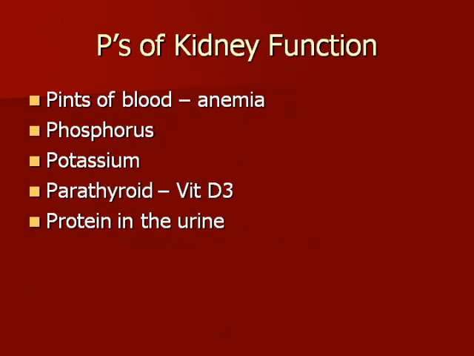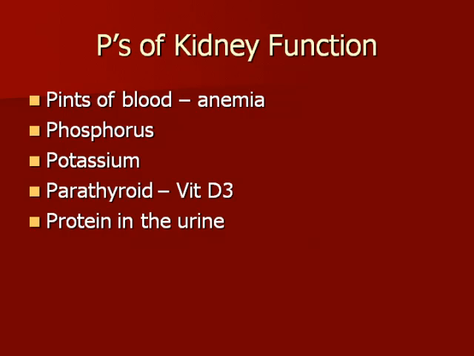This is my little pearl of practice. It's the P's of kidney function. When we think of the BUN and creatinine as the only evaluation of kidney function, the other P's are pints of blood. People who are anemic, the kidneys put out a hormone to the bone marrow to produce blood. So people who have chronic kidney disease usually have fewer pints of blood, meaning they have a hemoglobin below 11.